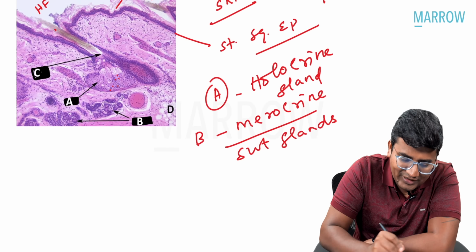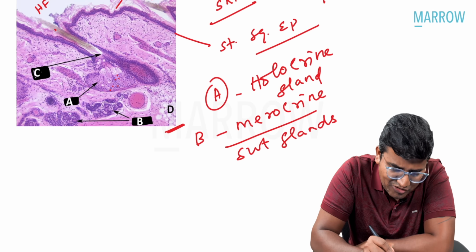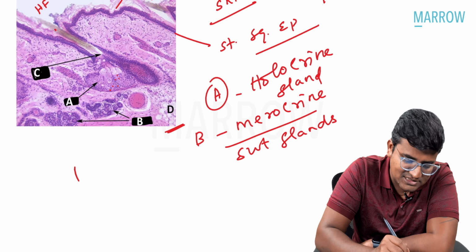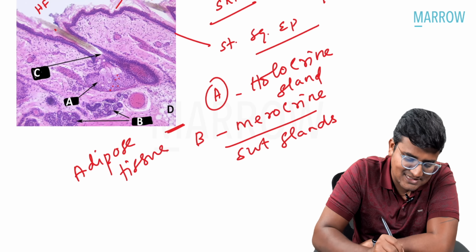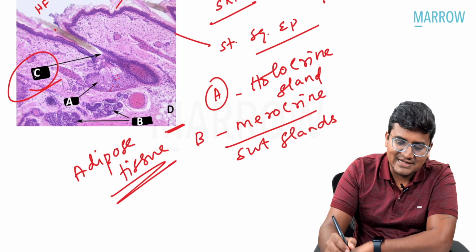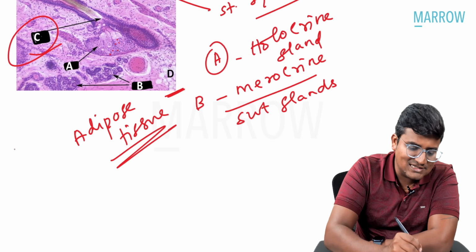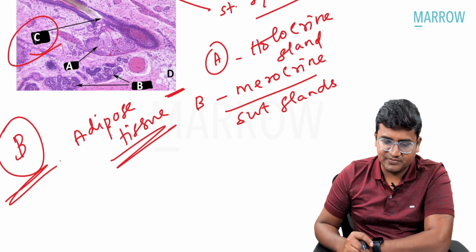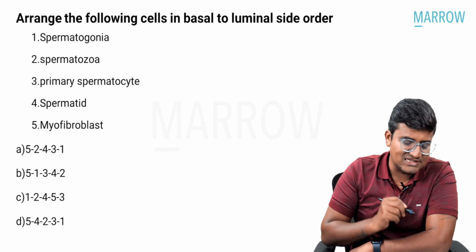Now what is D? Can you identify D? Yes, the nucleus is seen at the periphery and you are seeing the large fat droplets. So D is nothing but our adipose tissue, fat cells. And C is nothing but the hair follicle. So what is the answer for this question? What is the merocrine gland? B is our merocrine gland. B is the answer for this question. Okay, right.